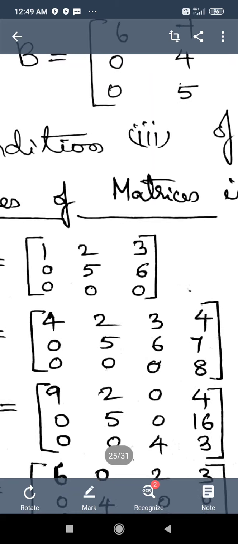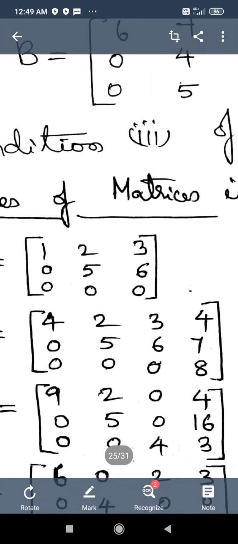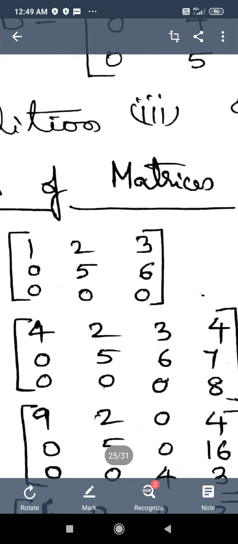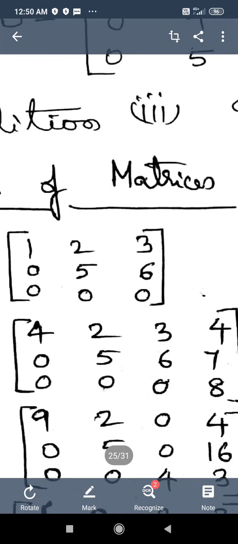In the first row, number 4 is the leading element, and in the second row, the first element is 0. That means that is not the leading element, and the second element, that is 5, is the leading element. So in the second row, the leading element is in the column to the right of the column where the first leading element is present. So that is how the second condition is satisfied.